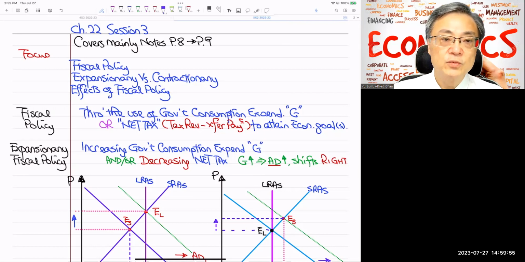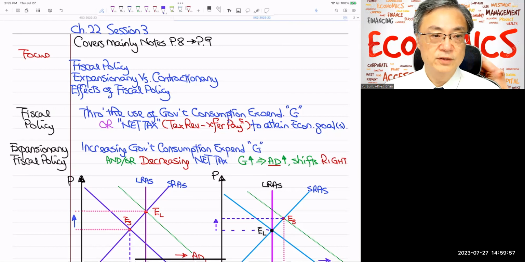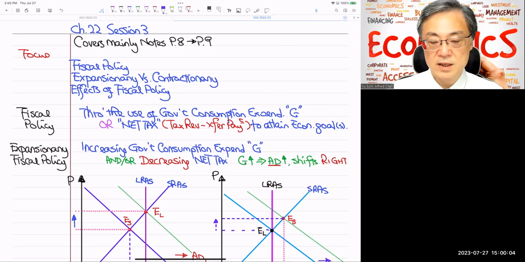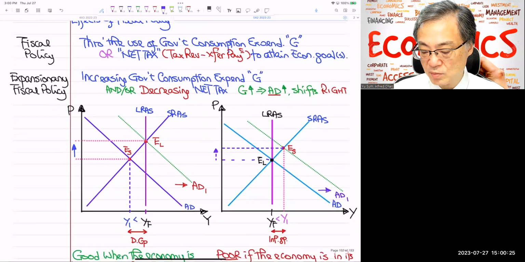And actually, we have come across fiscal policy in the past when we talked about aggregate demand, aggregate supply, chapters 17 and 18. This is sort of a quick revision. I hope you still remember what we covered in those chapters, and they also appeared in your final exam as well. So the first thing is to remind you, okay, what is fiscal policy?